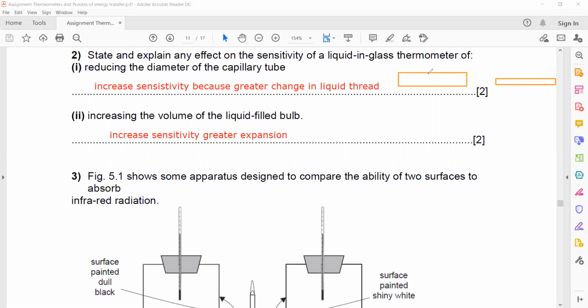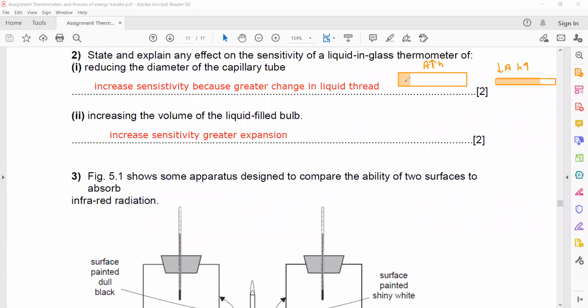But what happened is, because this has a greater area, a large area, there is a small change in the liquid column. But for the other one, because we have a small area, there is a greater change of liquid, but both have the same change in volume. So if you mention greater expansion for the first part, then you will lose the second mark, because the expansion is the same for both liquids.